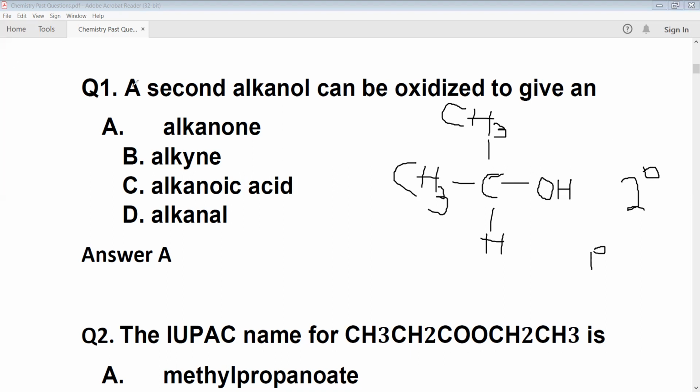Now the question is saying a secondary alkanol can be oxidized to give an alkanoic acid and so on. So what is oxidation first? Oxidation is a process whereby hydrogen atoms are removed from a group, or oxygen atoms are added to the group. If we have oxidation of this whole compound, it means that one hydrogen atom is removed from here, and another hydrogen atom is removed from here, so we now have a carbon to oxygen double bond, something like this.